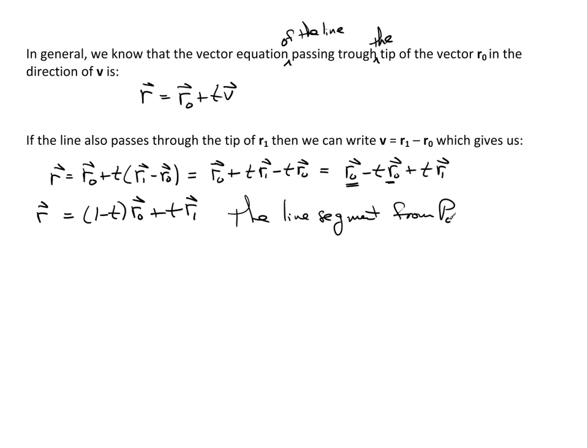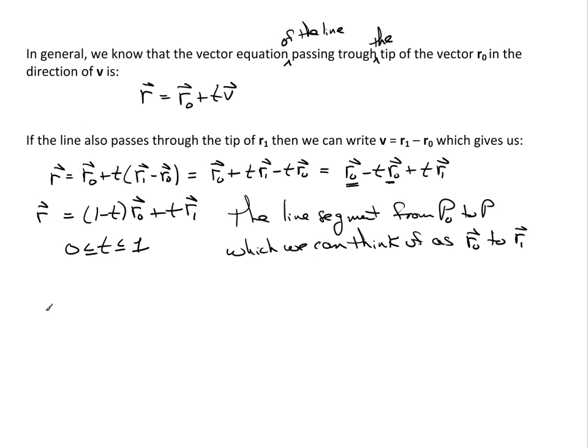from P naught to P, which we can think of as r naught to r1, if we restrict the domain of t to be from 0 to 1.